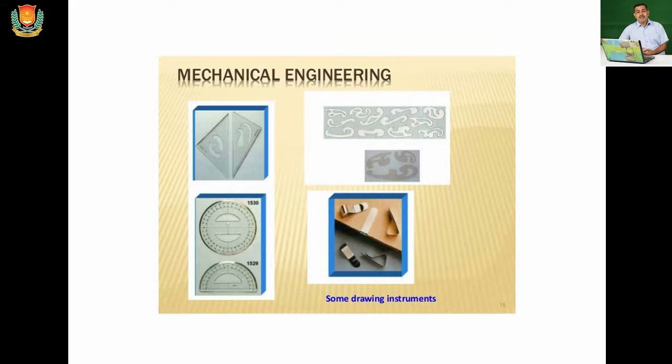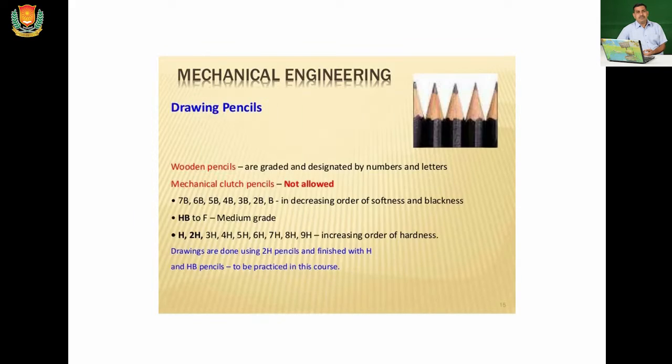The other instruments are the protractor, scales, mini drafter, and clipboards. Another instrument used in engineering drawing and design is engineering pencils. Generally we use a single pencil, but in engineering drawing there are 18 types of pencils. That is called the grading of the pencils.